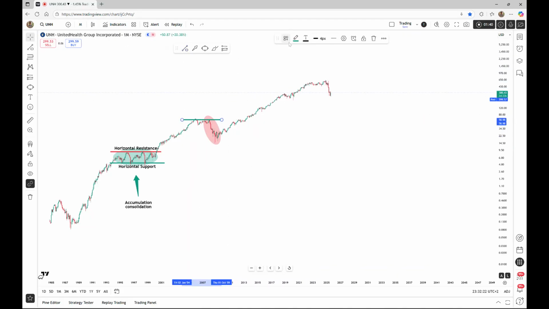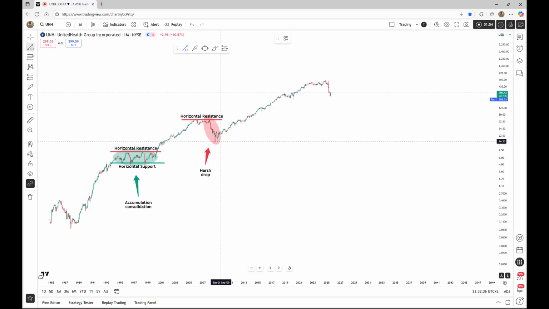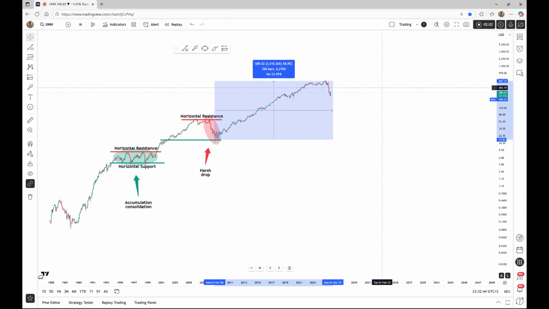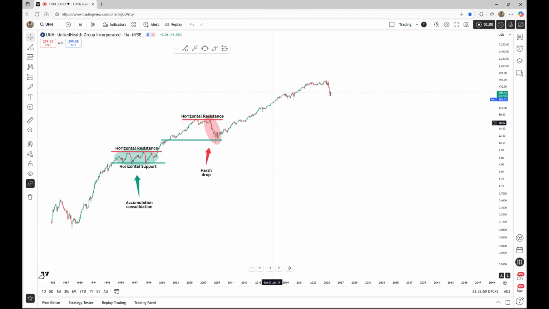Also here, we saw the retest of a textbook horizontal resistance, a creation of a so-called double top formation, before we then saw a quite harsh drop towards the downside. This drop ended with a perfect retest of previous resistance, which after the break towards the upside was simply turned support. And from here, United Health once again initiated a rally of 3,300%.